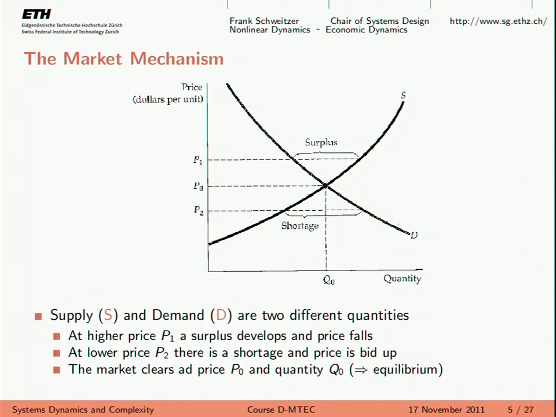For some reason, if, let's say, the price changes, let's say there is a minimum price suddenly set by the government, we all know what happens. There's a surplus because, obviously, the suppliers would like to produce at that high price, but there's not enough demand for this. And the opposite thing is the shortage.